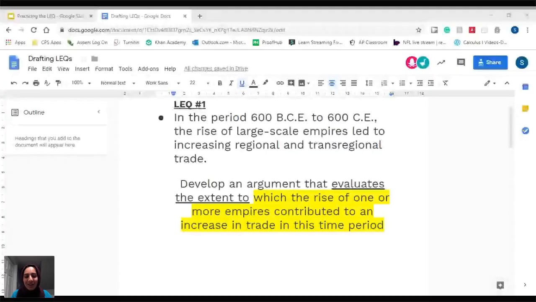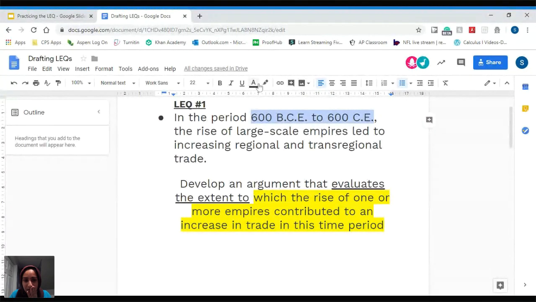Okay, so our limitation here is this period, 600 BCE to 600 CE. I can only talk about empires within this time period. So I can't talk about like the Ottoman Empire or the Mongols or all of that. I can only talk about specific empires that are in this time period. So I'm going to maybe bold this or do something, just to make it clear that you are limited by this.